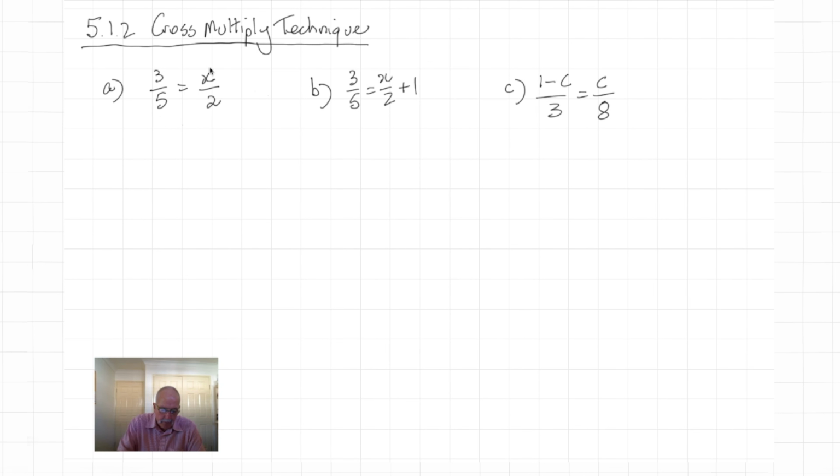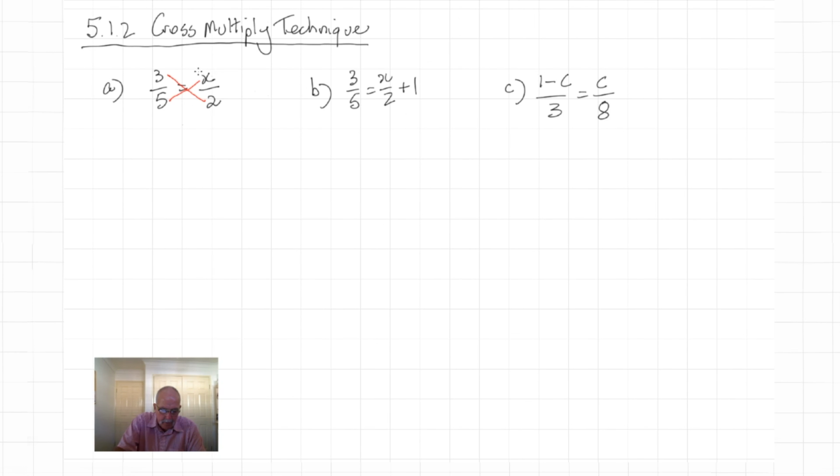We've got 3 on 5. Let's look at this first one. We've got 3 on 5 equals x over 2. Now we've got an unknown, and we've got a single fraction on the left and a single fraction on the right. When you've got a single fraction equals a single fraction, you can put a cross through the equals, and then we multiply along the arms of the cross. It does not matter which one you do first.